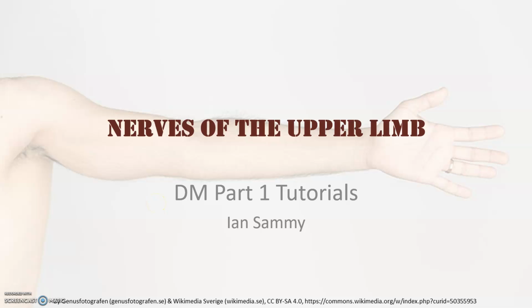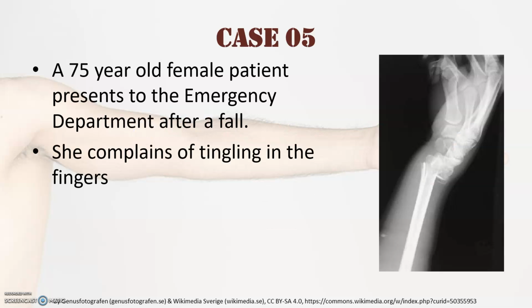So this is our final short talk on the nerves of the upper limb. The case is that of a 75-year-old female who presents to the emergency department after a fall. As you can see, she suffered a Colles fracture and she complains of tingling in the fingers. As usual, pause the video, see if you can figure out which nerve is affected. Think about the anatomy of that nerve and also the clinical features associated with a nerve injury.